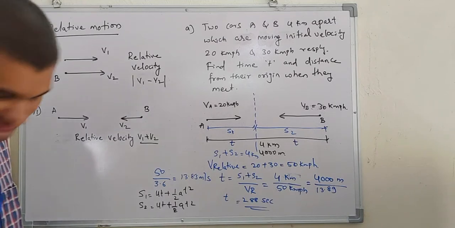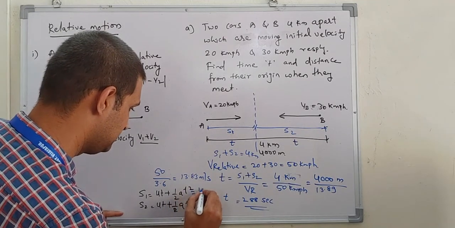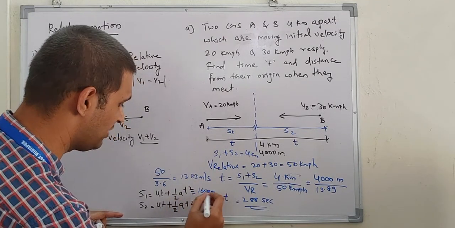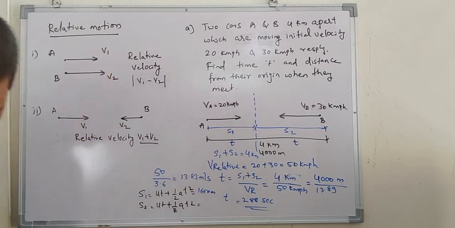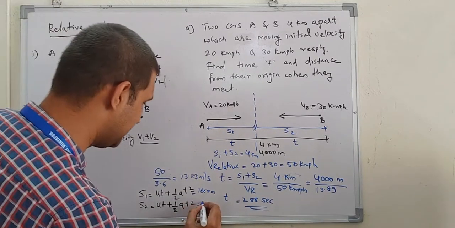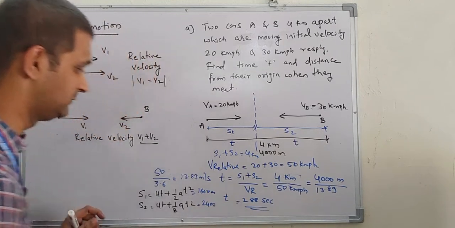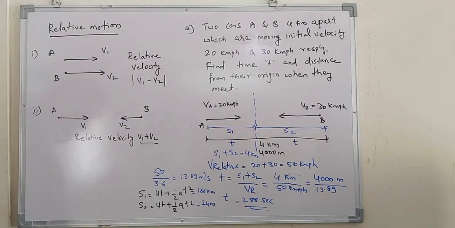Yeah, S1, somebody says 1600. Good. Now likewise you check S2 also. You should be getting it as 2400. If S1 is 1600, then S2 has to be 2400.